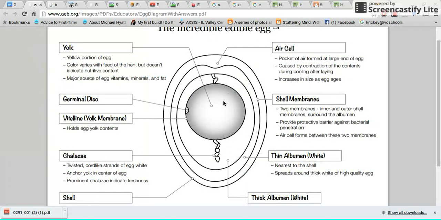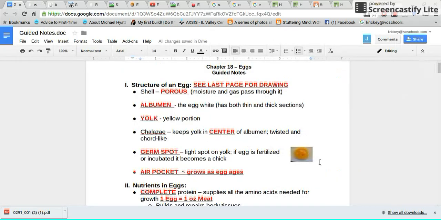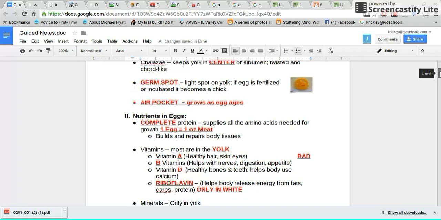All right, so we again have the yolk, the chalaza, the thick albumin, the thin albumin, the air pocket, the shell, and then remember we have the germ spot. This says germinal disc. We call it the germ spot that is also on the yolk. So those are the parts that you need to know. All right, and this is just an image we looked at of that germ spot. I know it's kind of hard to see, but it's that little white eraser looking dot on the yolk.